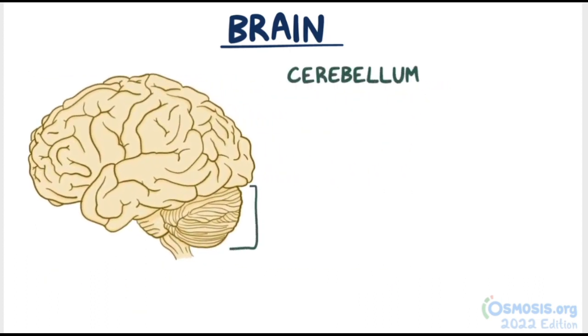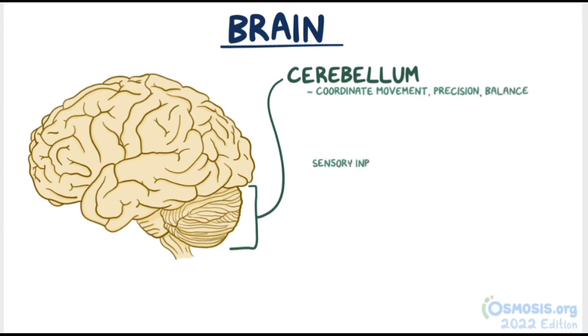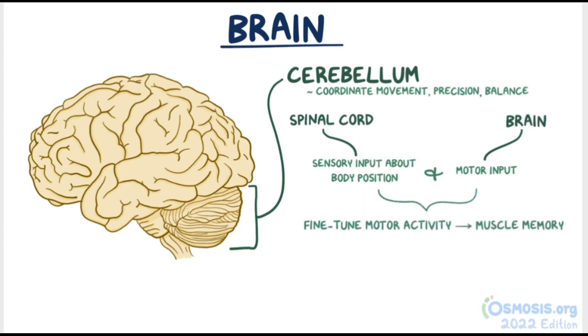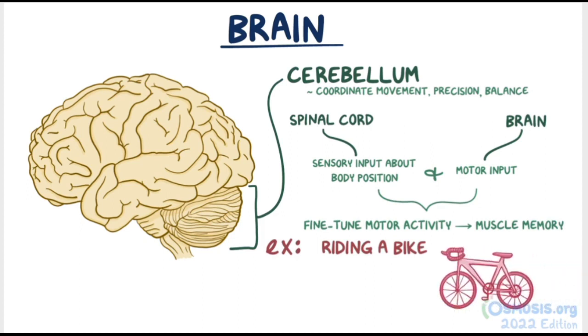Next, there's the cerebellum, which sits down at the base of the skull. The cerebellum helps with coordinating movement, precision, and balance. The cerebellum receives sensory input about the body positioning from the spinal cord and receives motor input from the brain, and integrates them together to help fine-tune motor activity and store it as muscle memory. An example is riding a bicycle, something you can typically do pretty easily, even if you haven't done it since you were a kid.